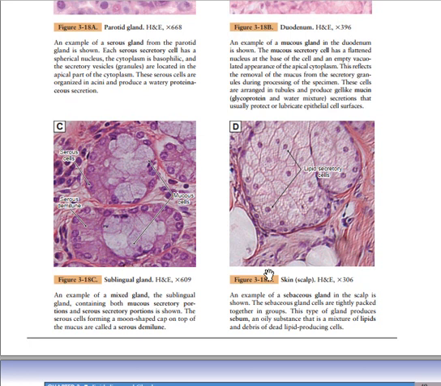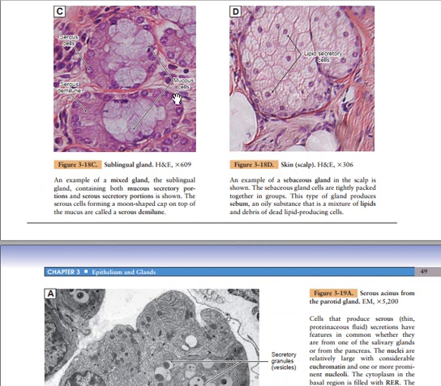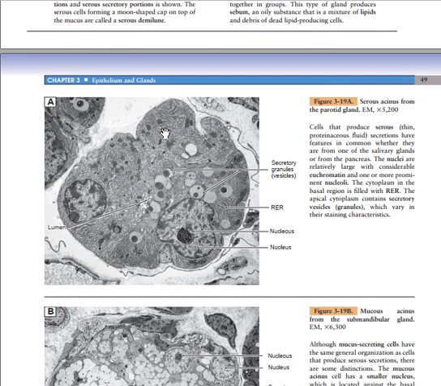Now the next thing is the sebaceous gland. This is the appearance of the sebaceous gland on the microscope. Sebaceous glands are lipid secretory glands, so they are whitish in character. Let's continue. I forgot to say that in the mixed gland, you have a demilune of serous cells, and you also have the central mucous cells. These are the serous cells, and these are the central mucous cells.